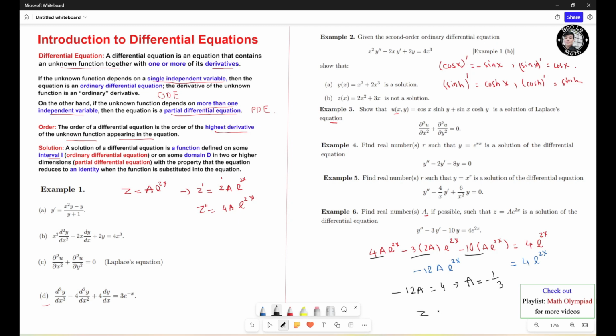So z equal negative 1/3 e to the 2s. This is the solution. And it's a good time to stop.